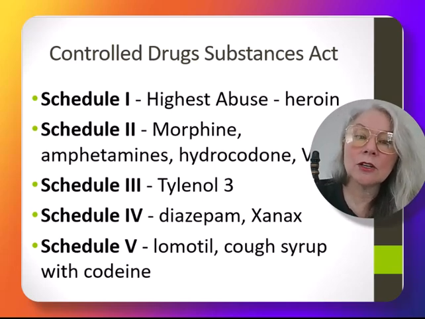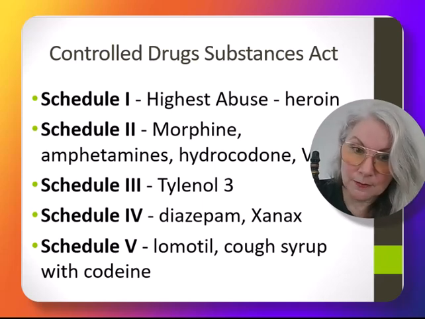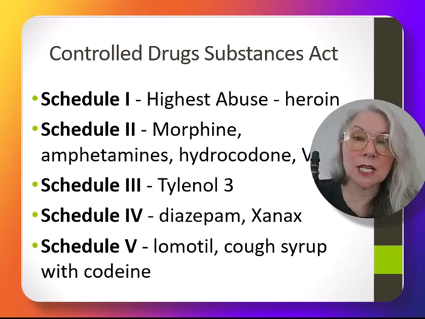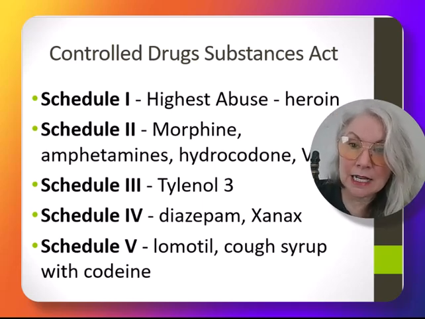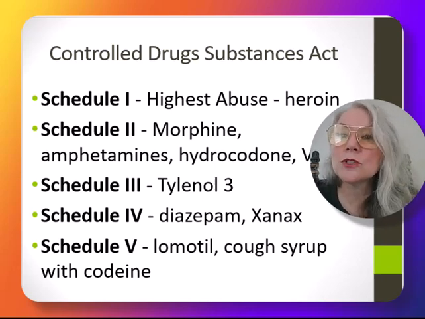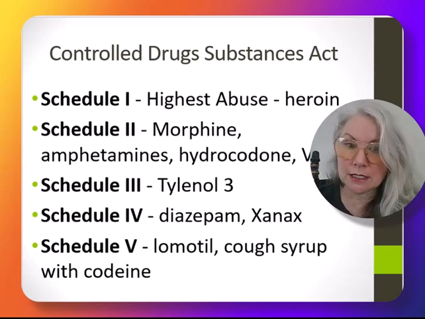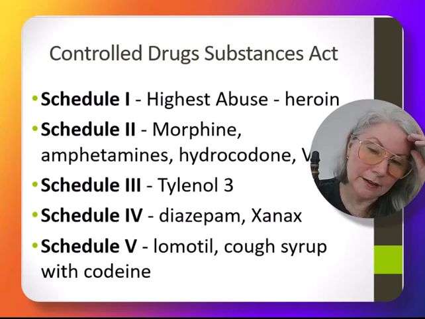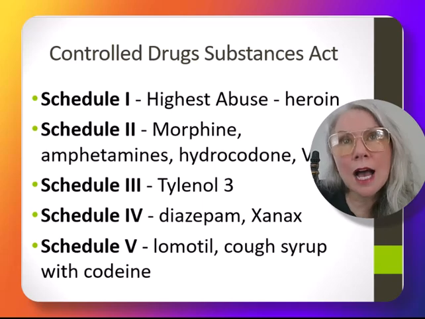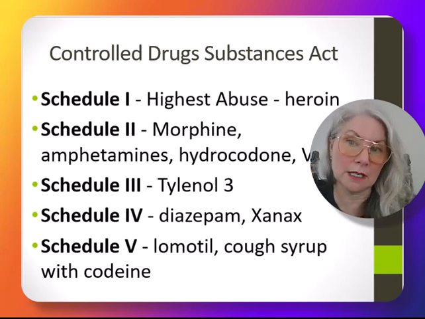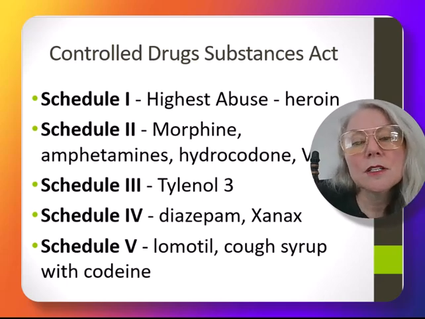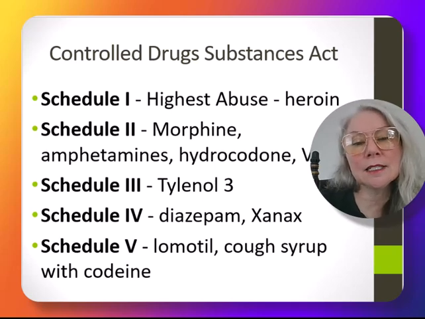Schedule 3, Tylenol 3, which is Tylenol with codeine. Schedule 4, diazepam, which is a benzodiazepine, also has a potential for abuse. Xanax, so these are our benzodiazepines, our anti-anxiety medications, also known as our anxiolytics. And then Schedule 5, codeine is a powerful antitussive, and to tuss, T-U-S, think of Robitussin, which is a cough medication. Tussive means to cough. So codeine is a powerful antitussive.